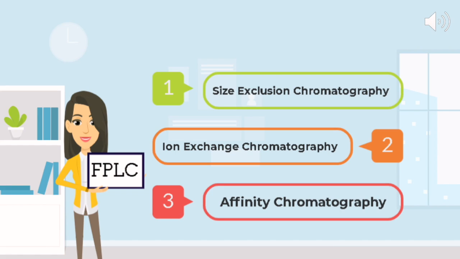In this lab, we will use fast protein liquid chromatography, which purifies large molecules like DNA or proteins. There are a number of different types of methods used to carry out FPLC, all working on the same principle.